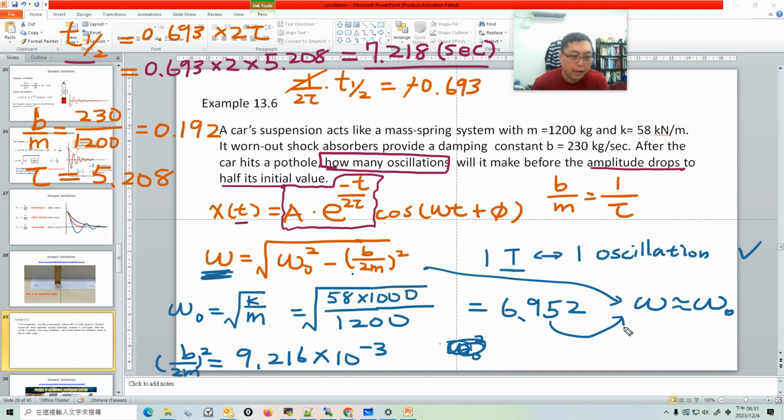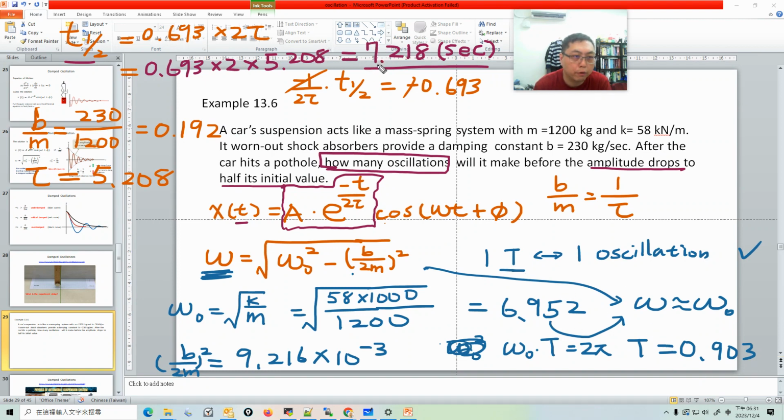Then omega times T is equal to 2 pi. So our T is 2 times 3.14 divided by 6.952, which is 0.903. Our period is 0.903 seconds. One period is one oscillation.